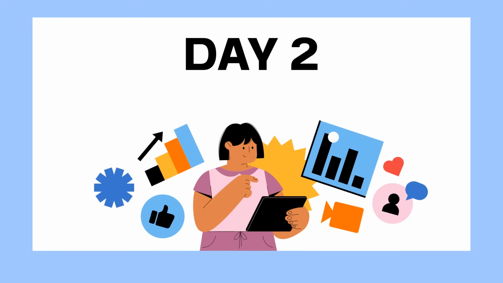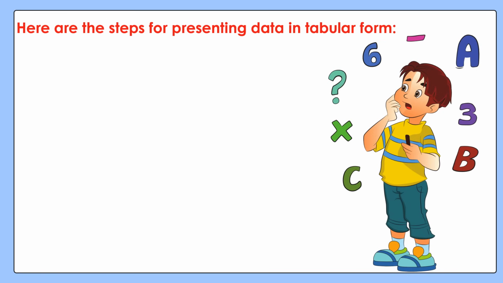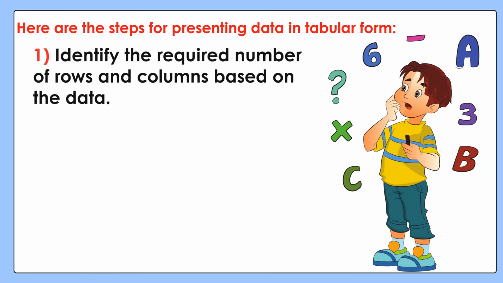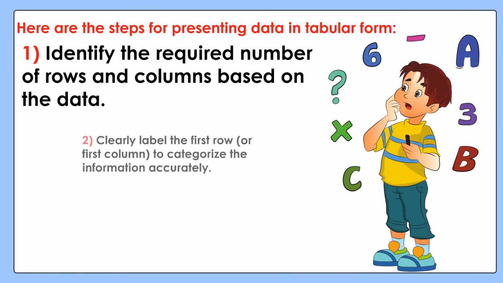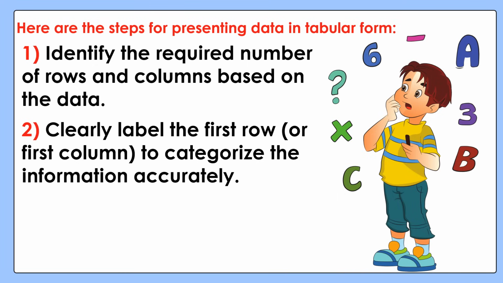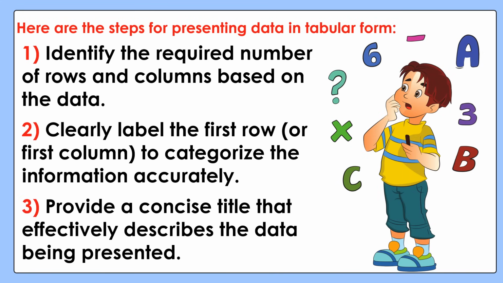Day 2. Here are the steps for presenting data in tabular form. First, identify the required number of rows and columns based on the data. Second, clearly label the first row or first column to categorize the information accurately. Third, provide a concise title that effectively describes the data being presented.